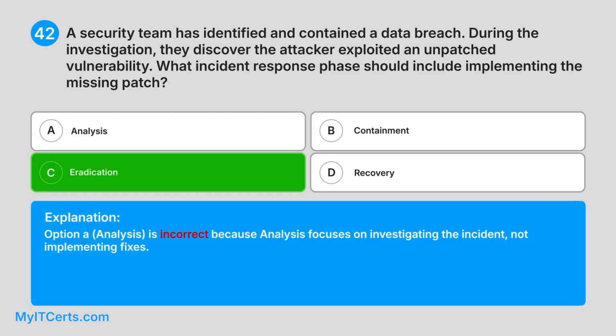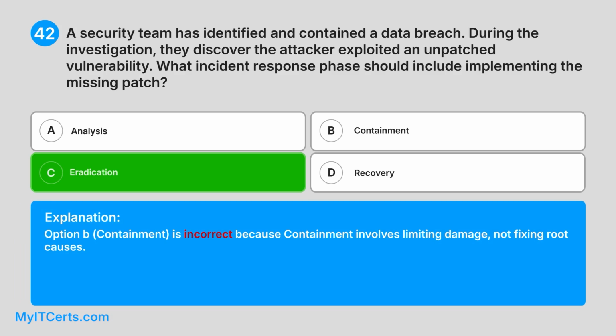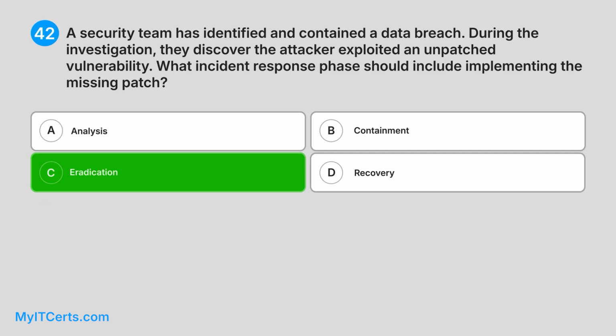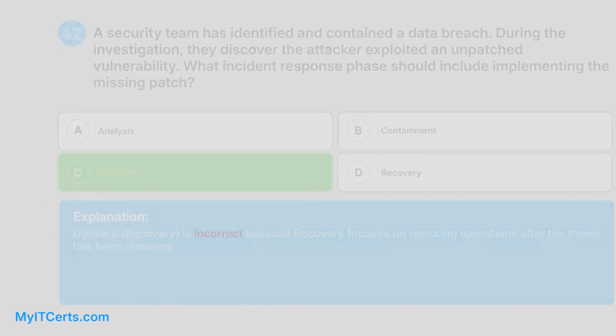Option A, analysis, is incorrect because analysis focuses on investigating the incident, not implementing fixes. Option B, containment, is incorrect because containment involves limiting damage, not fixing root causes. Option D, recovery, is incorrect because recovery focuses on restoring operations after the threat has been removed.